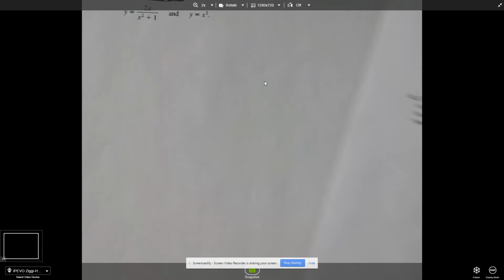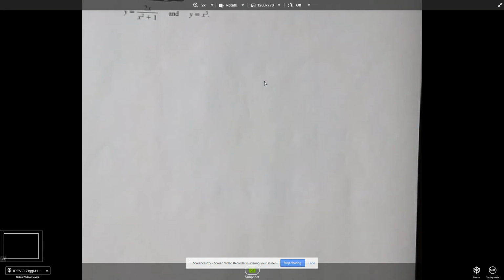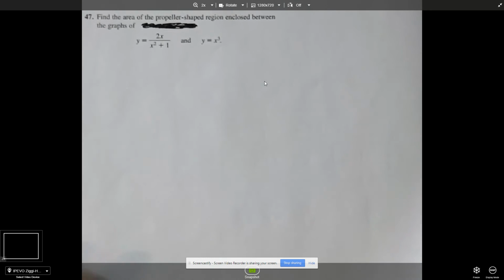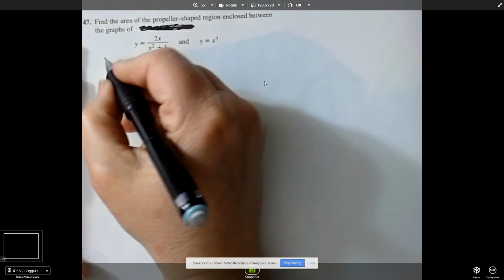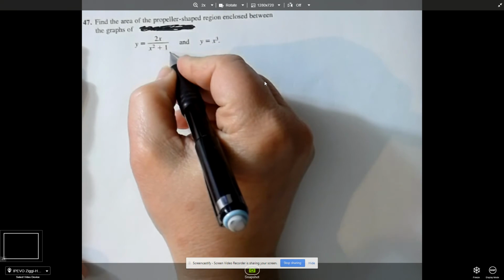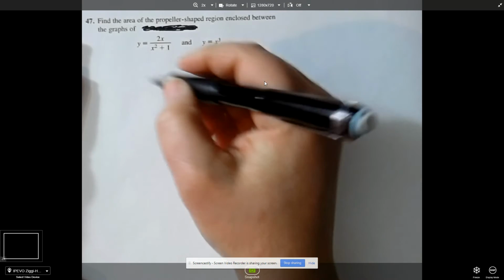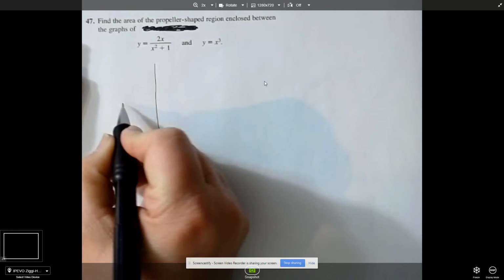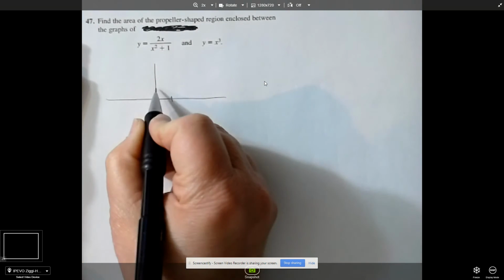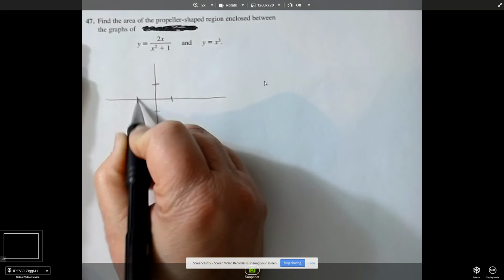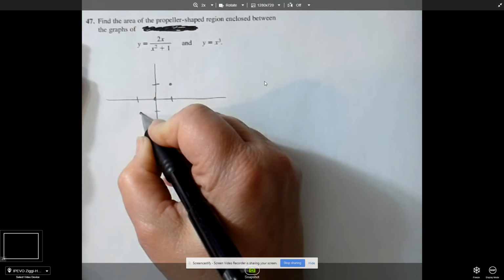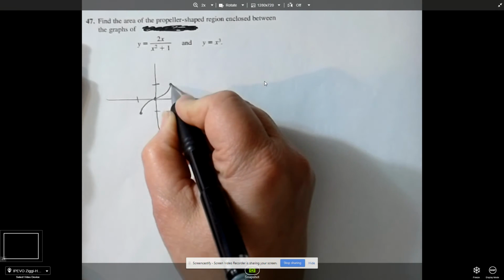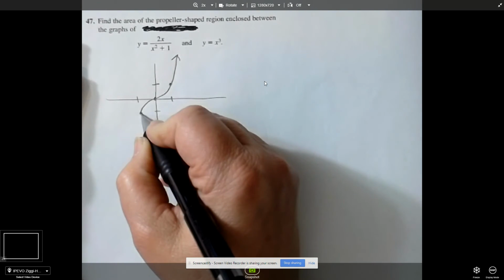All right, let's do the very last one. This one is find the area of the propeller-shaped region enclosed by y equals 2x over x squared plus 1 and y equals x cubed. All right, so y equals x cubed is easy enough to draw, and it's one of our toolkit functions that does this. That's easy enough to draw.